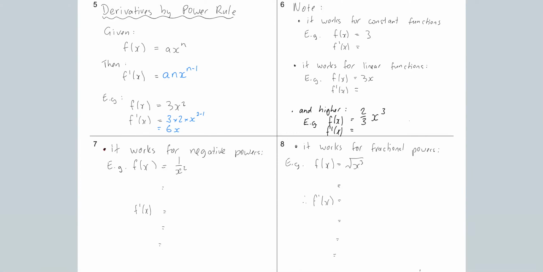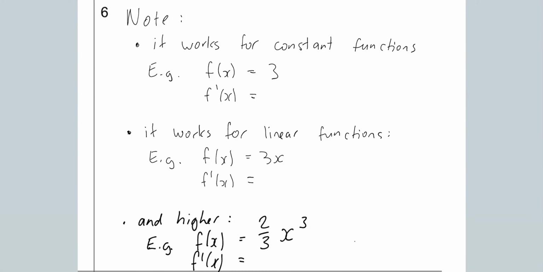It works across a whole bunch of things. Looking at the next slide, slide 6, I might even just zoom up so we can see it a little bit more easily. It works for constant functions. If I draw that as a graph, f of x equals 3 would be like this. And what's the gradient of that function? Well, it is neither positive nor negative, so therefore the gradient is 0. So if f of x equals 3, f dash of x equals 0.